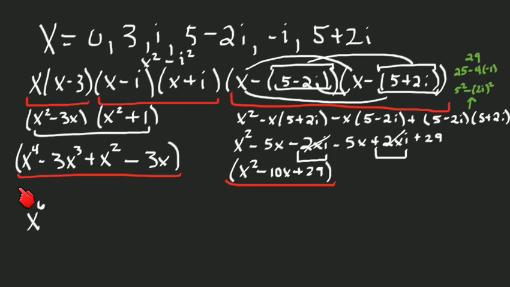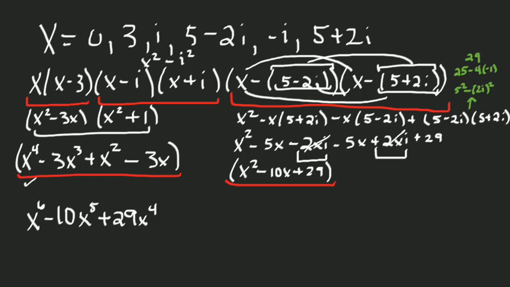So it's going to be x to the 4th, then times the 10x, then times the 20. So what's it going to be? Negative 10x to the 5th. And then x to the 4th times 29, so it's going to be plus 29x to the 4th. So now, check. I got that one done.